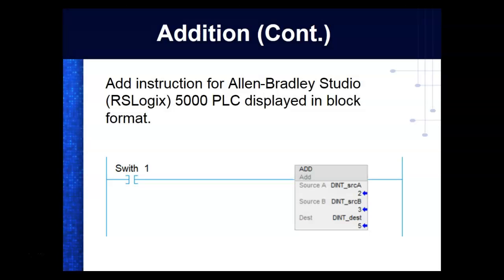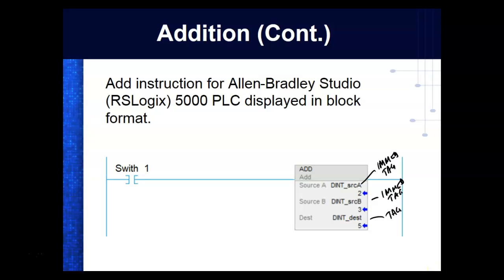So here's the basic add instruction. We have source A, source B, and then we have the destination. When we look at this, this can be immediate or it can be a tag. This can be immediate or it can be a tag, and this right here has to be a tag. And both of them can't be immediate.